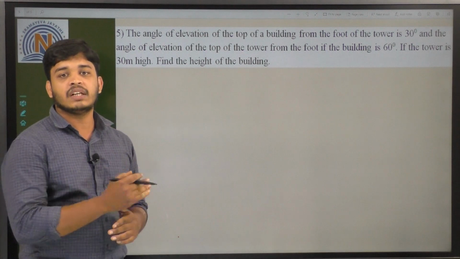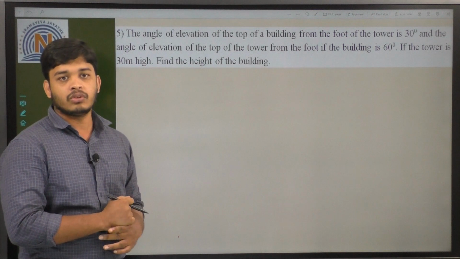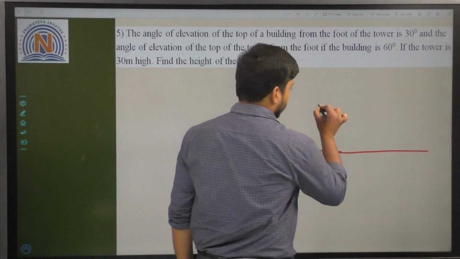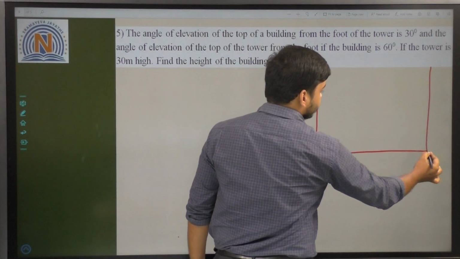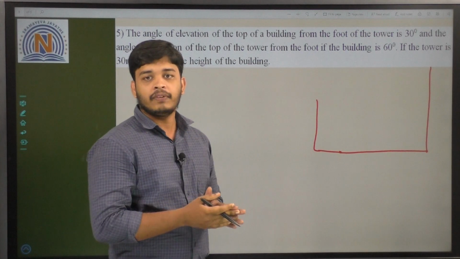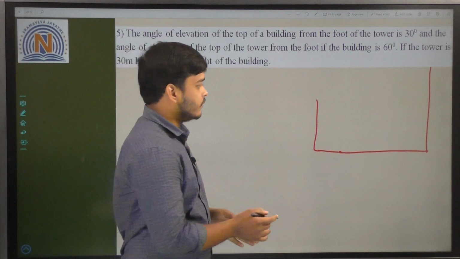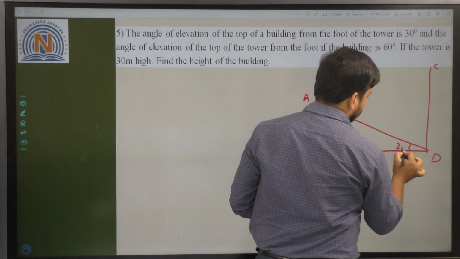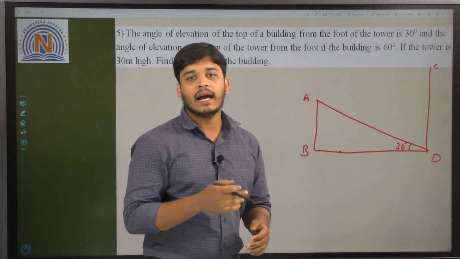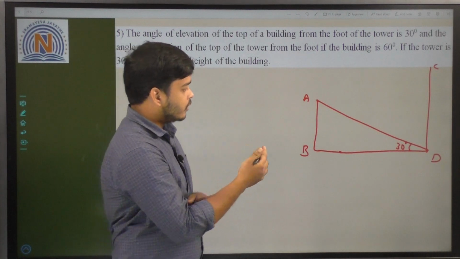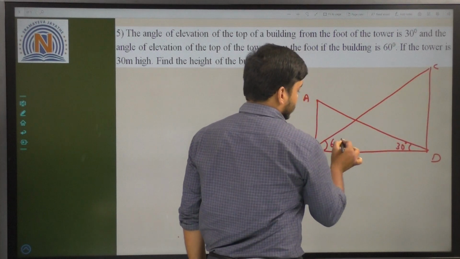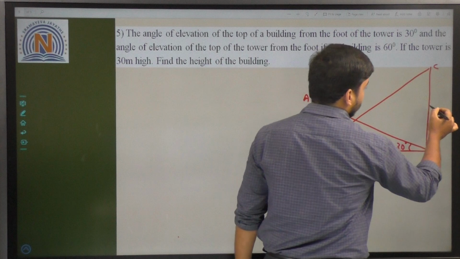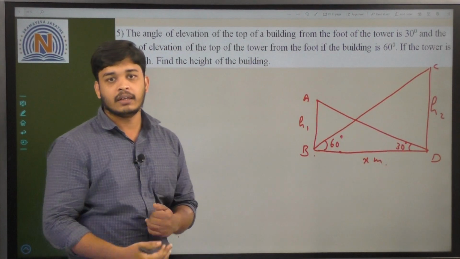The angle of elevation of the top of a building from the foot of a tower is 30 degrees. For example, this is the height of the building and this is the height of a tower. AB is the height of the building and CD is the height of the tower, then the angle of elevation is 30 degrees. And the angle of elevation from the top of the tower to the foot of the building is 60 degrees. Then the distance BD is x meters. Then the height of the building is h1 and the height of the tower is h2.